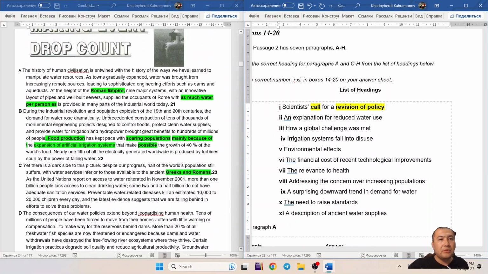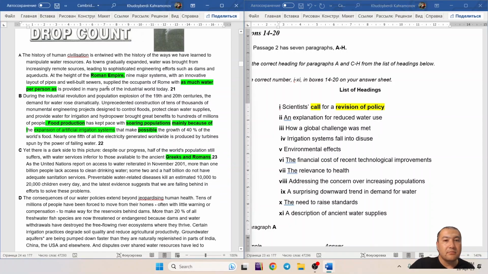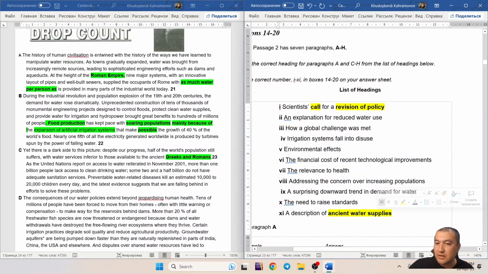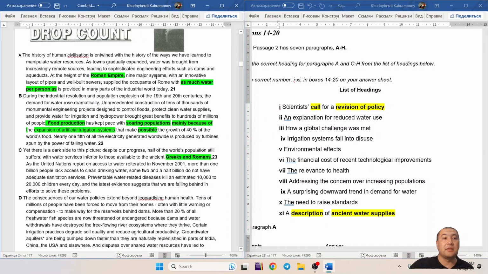All right, let's try to read one by one, beginning with paragraph A. Paragraph A is about human civilization, history, the Roman Empire. Maybe it's a description of ancient water supplies, because it's about the ancient water supply which the Roman Empire had. So as towns gradually expanded, water was brought from increasingly remote sources, leading to sophisticated engineering. And the Roman Empire had 9 major systems. So it's an explanation of some sort of systems and an innovative layout of pipes, you see?